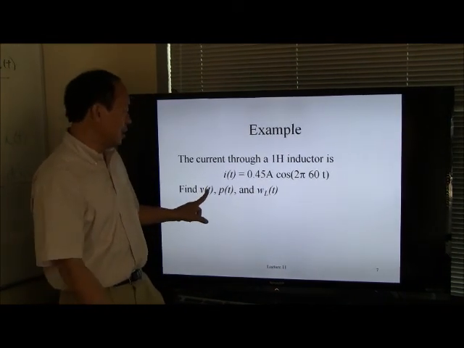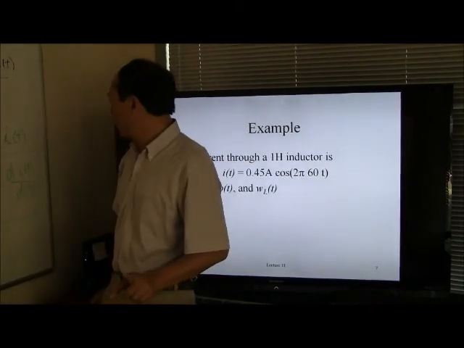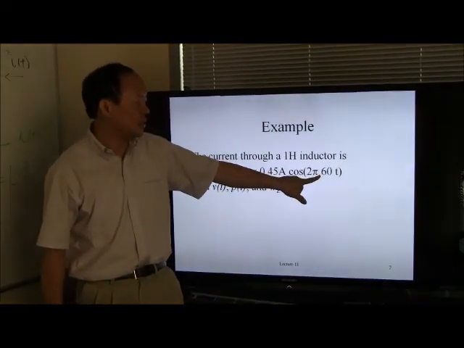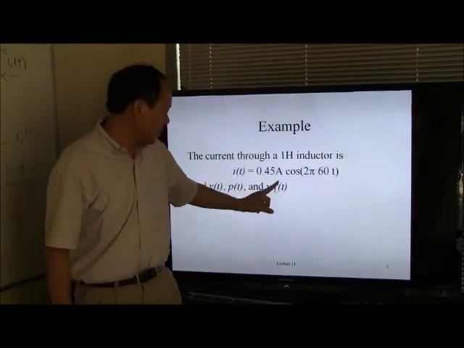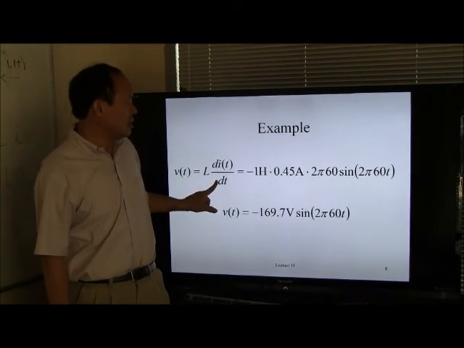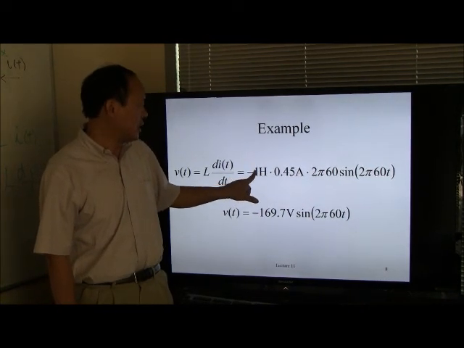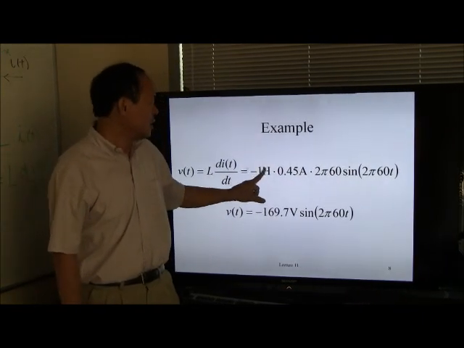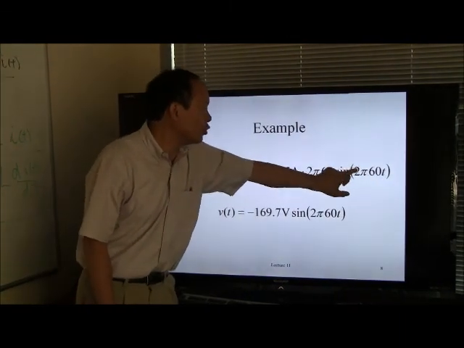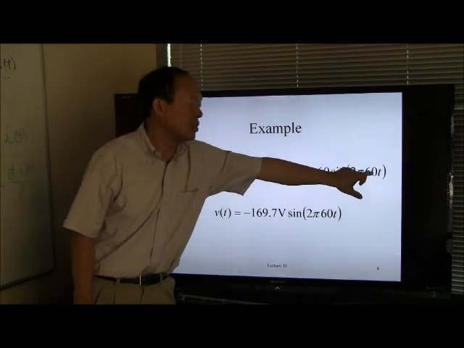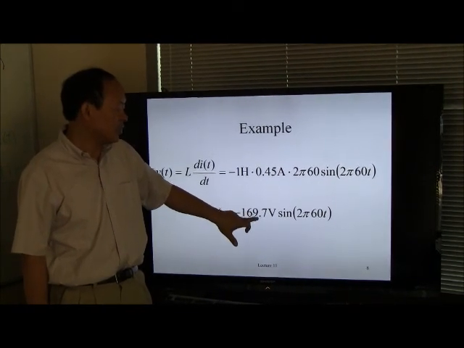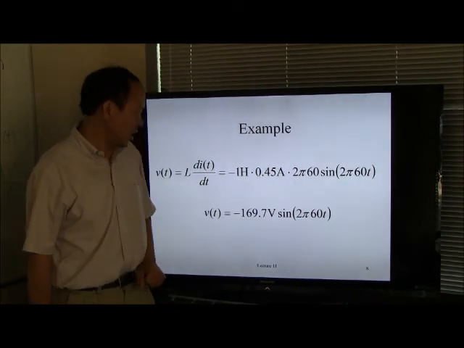Now, in order to find V of t, we know that V of t is equal to L di dt. So what you have here is a given I of t. All you need to do is a differentiation with respect to time, and then multiply that by L, and then you would have V of t equal to L di dt equal to minus 1 Henry. The minus comes from differentiation of the cosine, which gives you a minus sign, 0.45 ampere times differentiation of the argument of the cosine function, which gives you 2 pi 60 sine 2 pi 60 t. So after simplification, you got V of t equal to minus 169.7 volt times sine 2 pi 60 t.